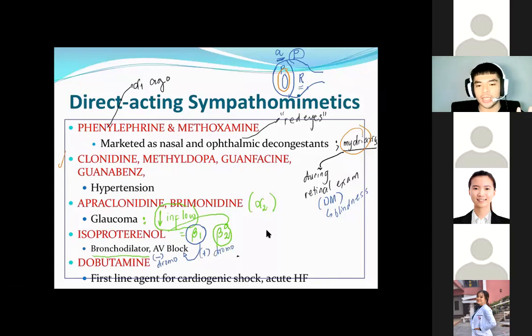These are the applications of isoproterenol. But let me mention, in terms of its beta 2 effect or beta 2 action, it is already historical. Okay? It is already historical or hindi na siya applicable nowadays.